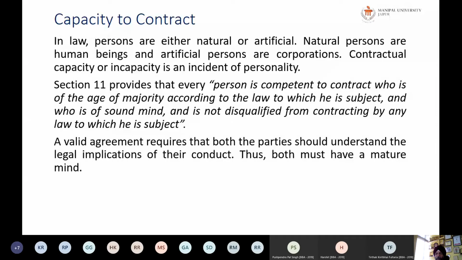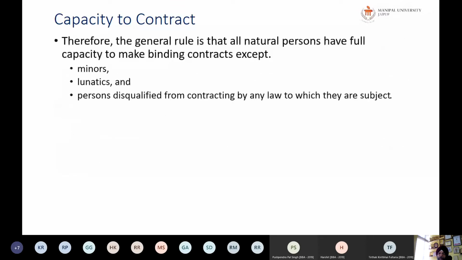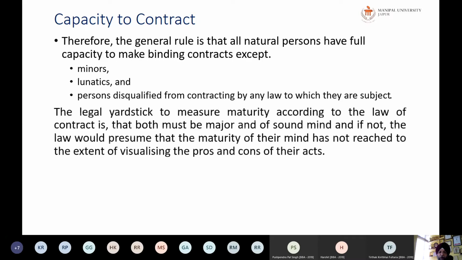So I have told you that there are three types of persons. One is major, means majority is one of the aspects. Second aspect is that a person should be of sound mind, and third is that he should not be disqualified. So these things we will be studying one by one. So therefore, the general rule is that a natural person has the capacity to make a binding contract, except minors, lunatics, and persons disqualified from contracting by any law to which they are subject to. So these are the three kinds of people whom we will be discussing now and onwards.